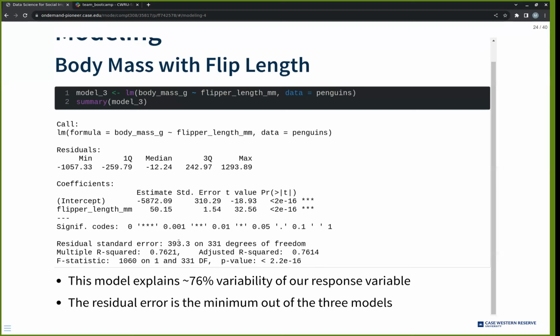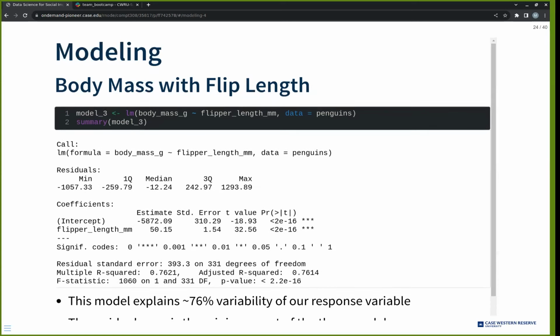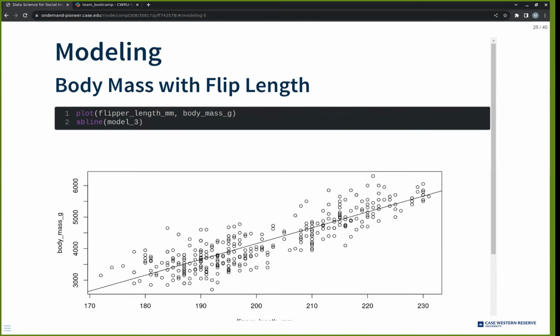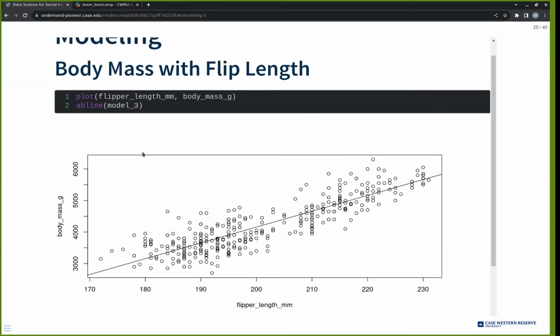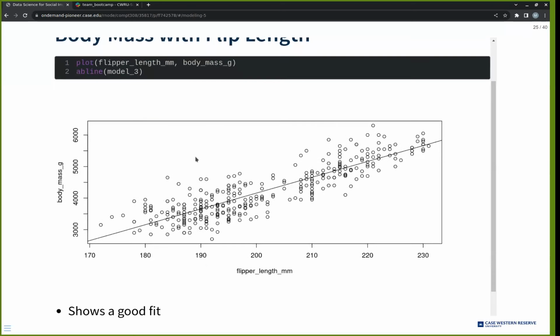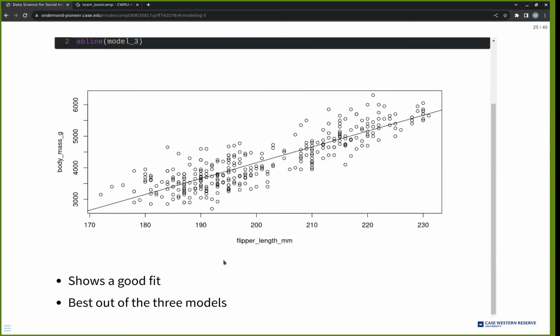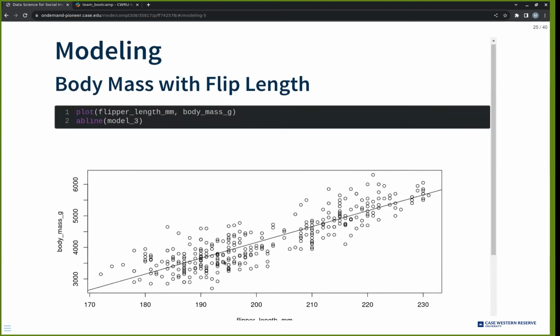It is just 393. So if you predict the body mass to be 1,000 based on this model, it would actually be anywhere in between 600 and 1,400. So it's not very bad. It's the best out of the three models that we've made yet. And that is true as well. If you do the same thing, plot flipper length with body mass and plot the regression line for model 3, you see that the regression line is quite in agreement with all the actual points. So this fit is very good, quite good actually.